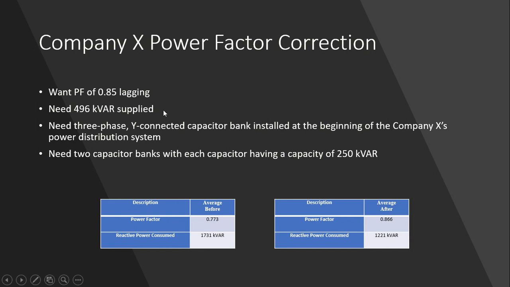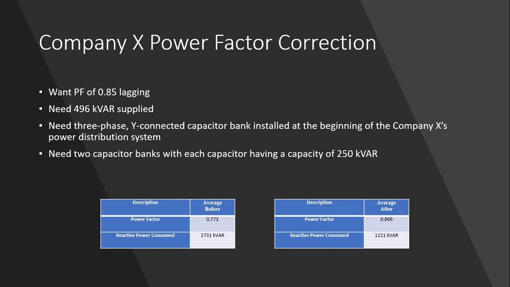In order to get an increase of about 500 kVAR, Company X needs to include a 3-phase Y-connected capacitor bank at the beginning of the distribution system. I said at the beginning because I'm not sure what kind of loads they have, or they could place capacitors in front of some loads if they know that the loads are bad, but I was not provided with that information, so my solution would be to connect the capacitor bank at the beginning of the distribution system for Company X.